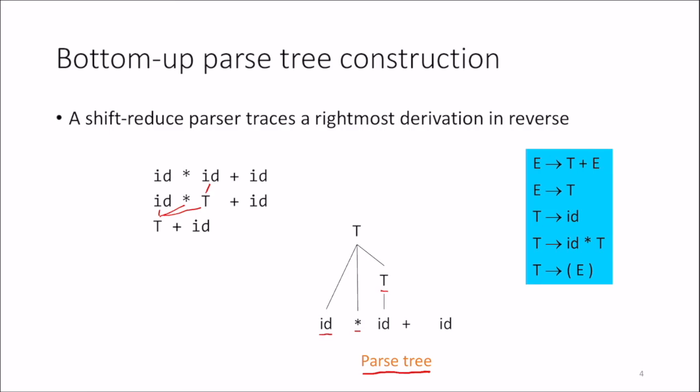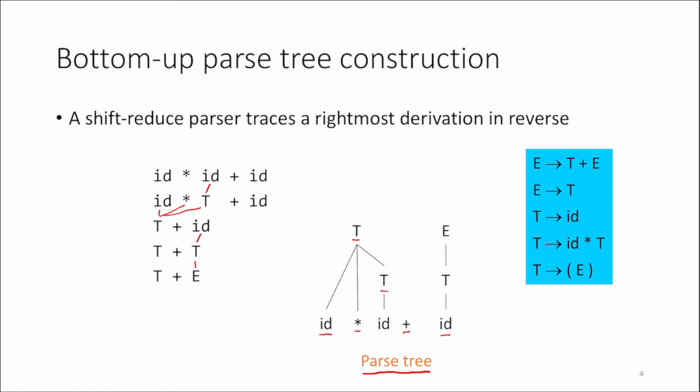And now I have T plus ID. Notice I have T plus ID over here. The next step is to replace ID with a T, and then the next step is to replace T with an E, which I can show in the parse tree again in the same way.